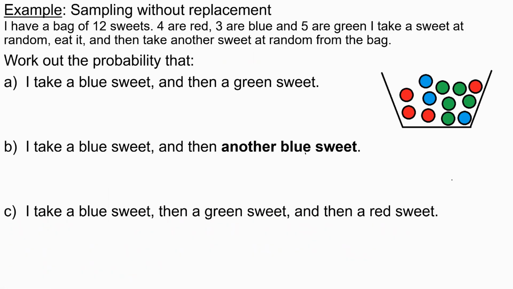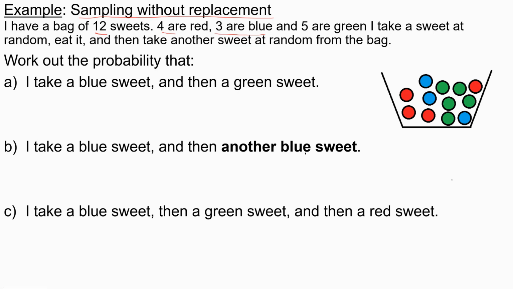Here's an example. So this is sampling without replacement. That's what it's called at GCSE. But again, if we just think sensibly about the situation, it shouldn't be too bad. So I've got a bag of 12 sweets, 4 are red, so probably strawberry, 3 are blue, and 5 are green. I take a sweet at random, I eat it, and then I take another sweet at random and presumably eat it. I want to work out the probability that I take a blue sweet and then I take a green sweet.